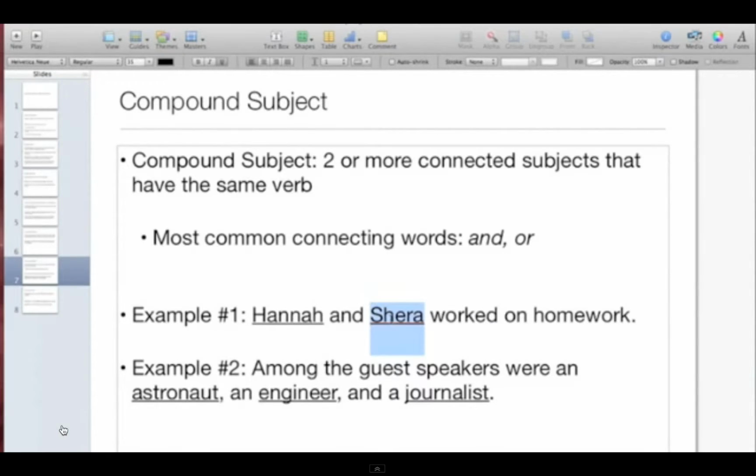Example number 2. Among the guest speakers were an astronaut, an engineer, and a journalist. I identify my connecting word and. I look around. There are 3 compound subjects in this case. Astronaut, engineer, journalist. Again, I do not underline and, because that is a connecting word, and I don't need my articles. Just underline your subject.